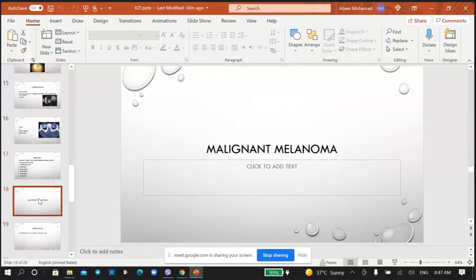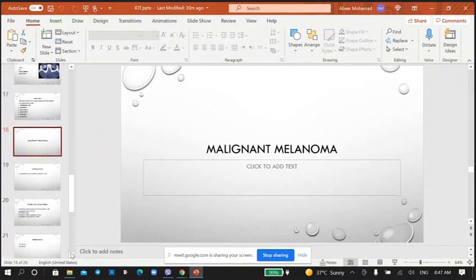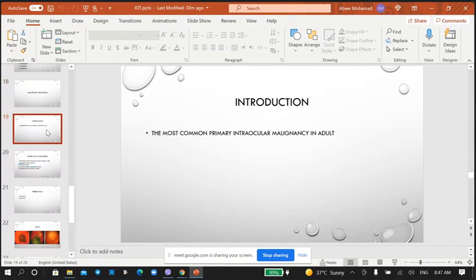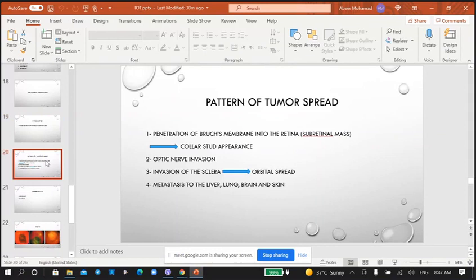الأكثر تيومر المهم اللي راح نحكيه هو المالignant ميلانوما. أو الكورويدال مالignant ميلانوما. Most common primary intraocular malignancy in adults. Pattern of a tumor spread. ممكن penetration of Bruch membrane and the RPE with herniation into the subretinal space. Development of mushroom بالcollar stud shape. هذا characteristic of choroidal melanoma هو collar stud shape.